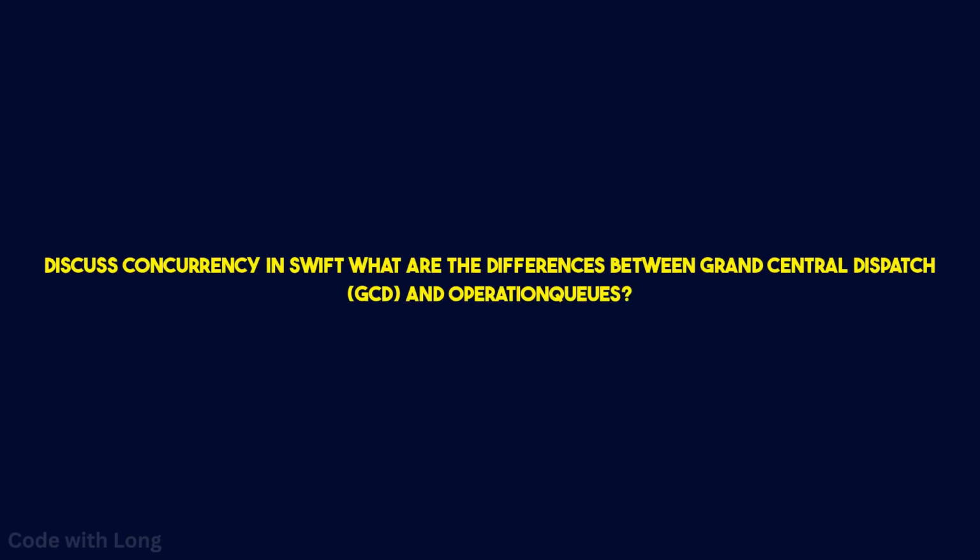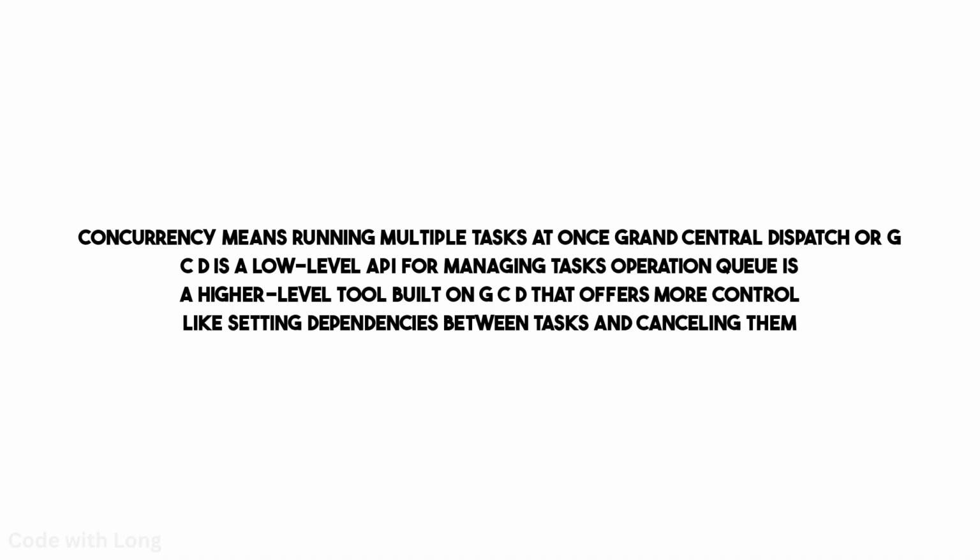Discuss concurrency in Swift. What are the differences between Grand Central Dispatch, GCD, and operation queues? Concurrency means running multiple tasks at once. Grand Central Dispatch, or GCD, is a low-level API for managing tasks. OperationQueue is a higher-level tool built on GCD that offers more control, like setting dependencies between tasks and canceling them.